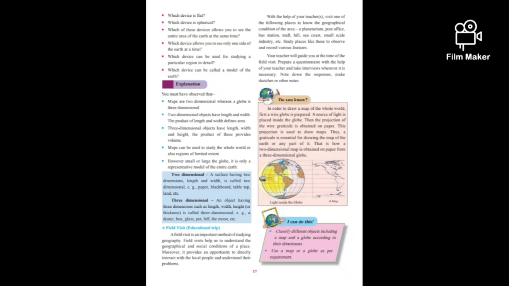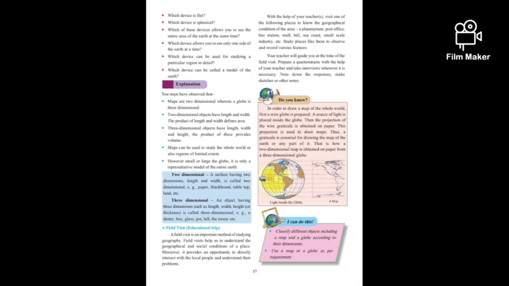You want to study about different districts in Maharashtra. You get to know about all the different regions, and that too in detail. Which device can be called a model of the earth? A globe is a device which can be called a model of the earth. Same like our earth, a globe is also spherical. So with this, I have told you all the answers to the above questions.